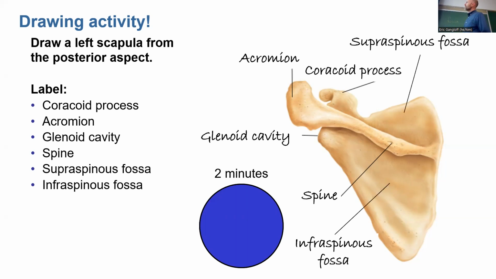All right, let's have a look. Your diagram should look something like this. From this angle, we have the supraspinous fossa above the spine, infraspinous fossa here below the spine. Of course, the spine goes across here, coracoid process, acromion, and then kind of laterally here that you can't see very well at all from this angle, but this is where the cavity is.